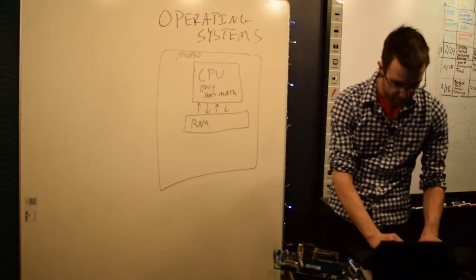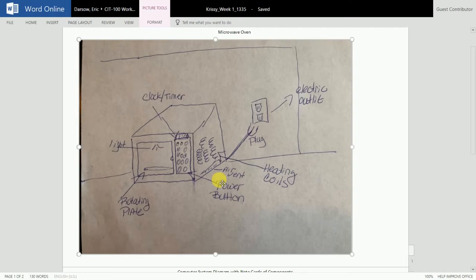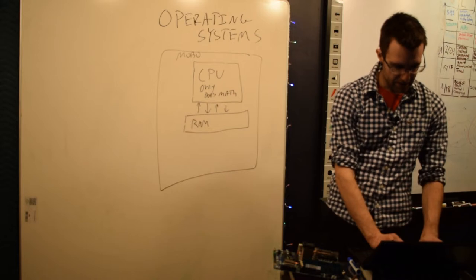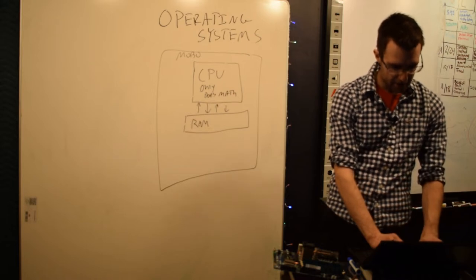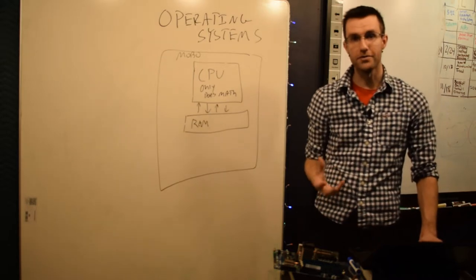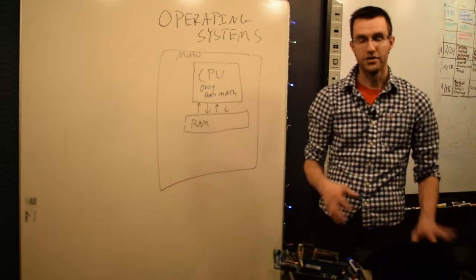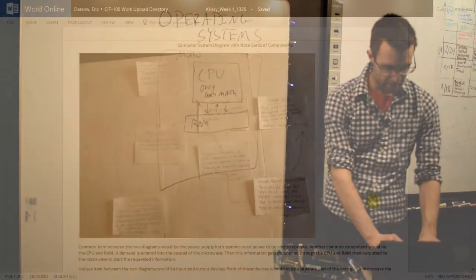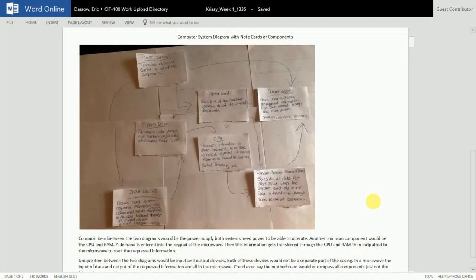And so we have different components here: rotating plate, light, clock timer, electric outlet, plug, air vent. These are fantastic. We might improve this diagram by adding some of the connecting components. So we might want to see that the clock and the timer controls the power to the actual microwave generating element, which is what generates these magic waves that heats up things in the microwave. So this is a great start.